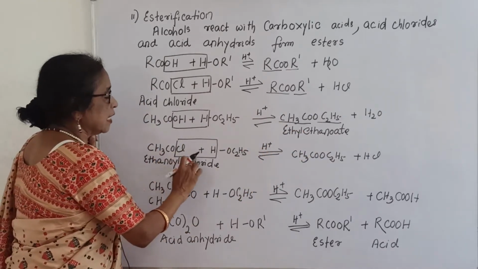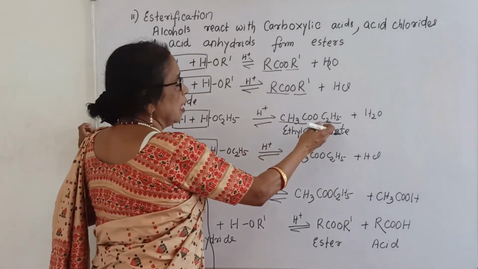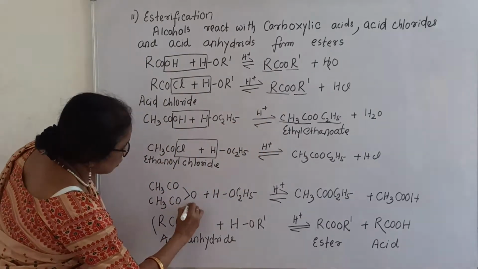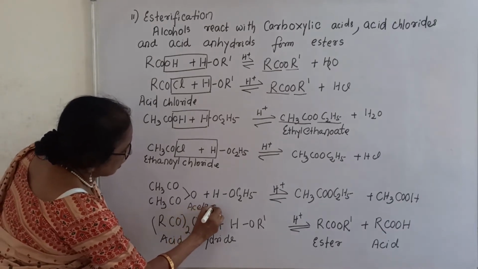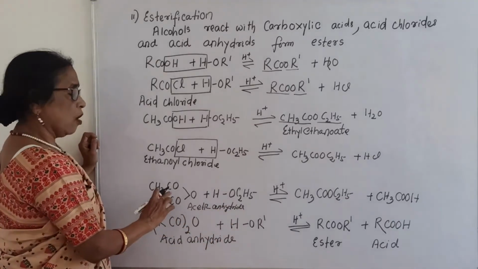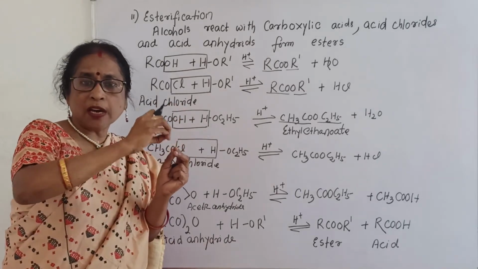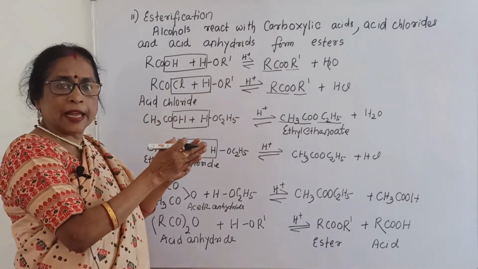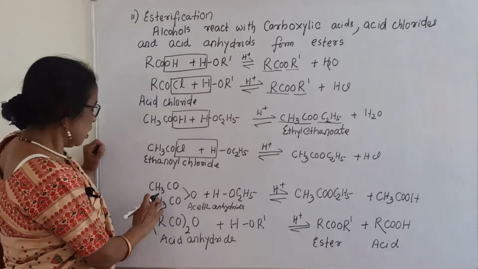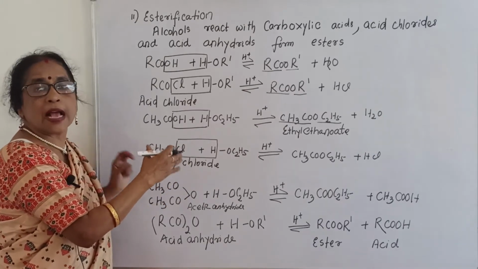Now CH3COOC2H5, this is ethyl ethanoate. I already told you ethyl ethanoate. Now this is called acetic anhydride. Why is it called acetic anhydride? Because this is the combination of two molecules of acid with one molecule of water removed, and what is remaining is called the anhydride of acid. So CH3CO indicates that it is from acetic acid.